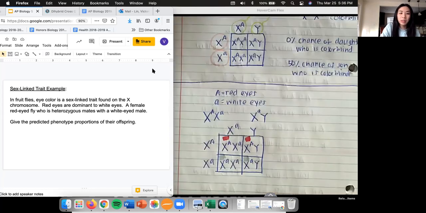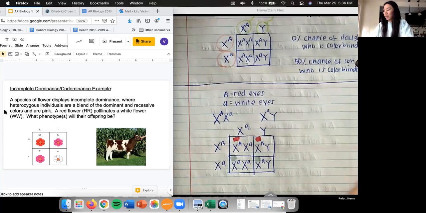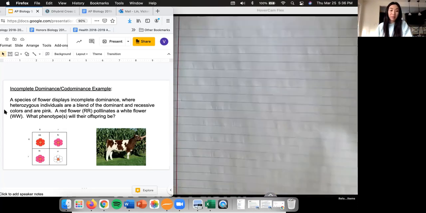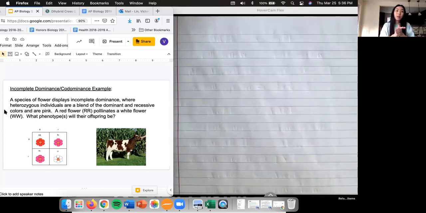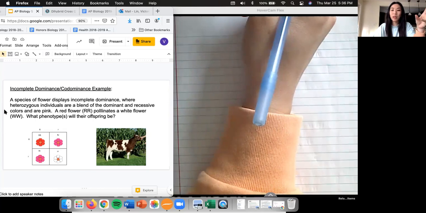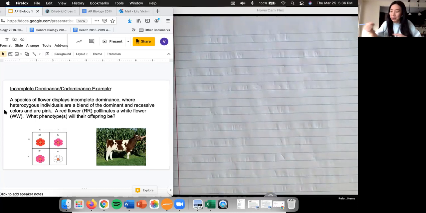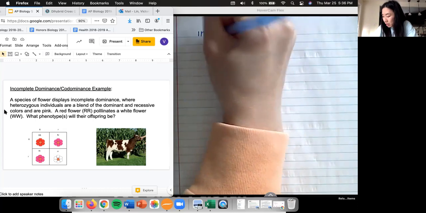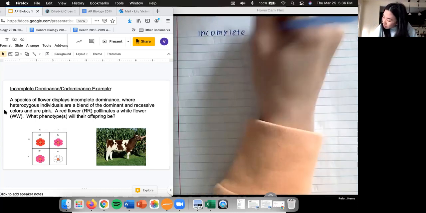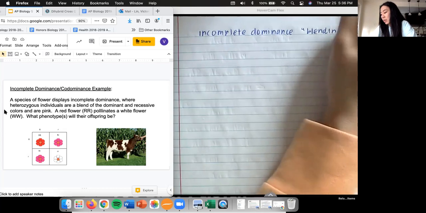Okay, another type of inheritance is going to be incomplete dominance or codominance. Now, they aren't exactly the same, but I'm grouping them together because you would solve them in a similar way in a Punnett square. So what we've been doing thus far, we've been talking about complete dominance, meaning capital A, whatever the dominant trait is, completely covers up the recessive. Incomplete dominance, it's known as blending. So incomplete dominance is like blending, a mix of the 2 alleles.